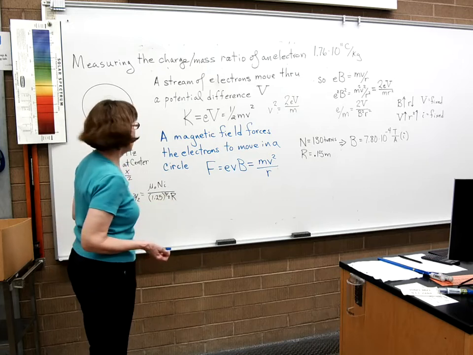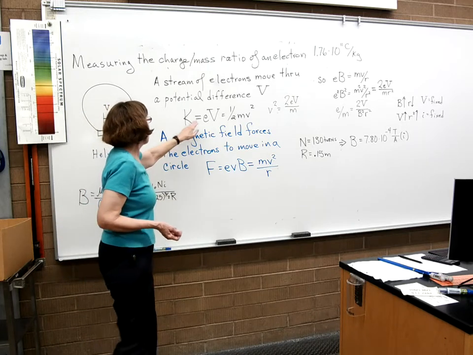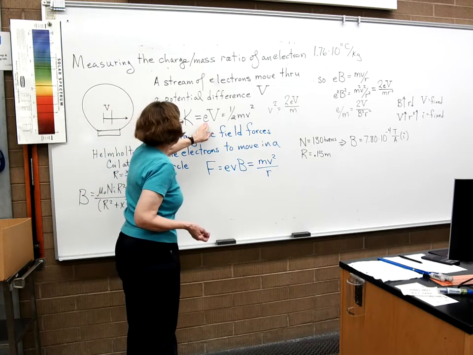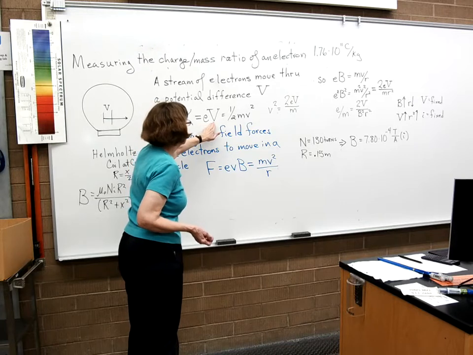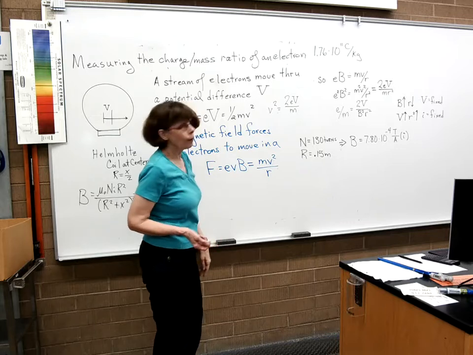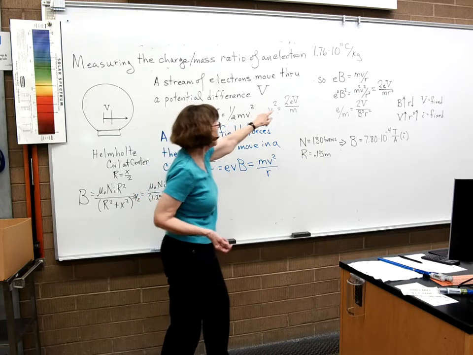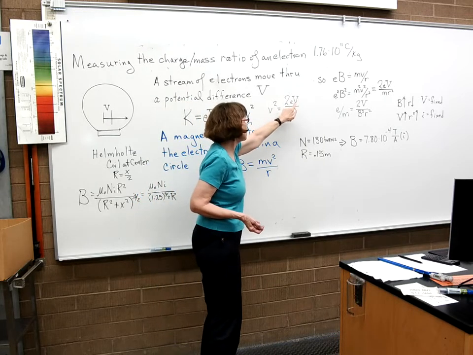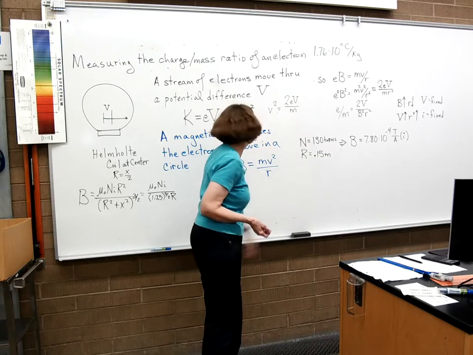That'll give it kinetic energy. So the kinetic energy is equal to the electron charge times the voltage difference. That'll be 1/2 mv squared. So if we rewrite this, the speed squared is 2 times the charge times the voltage over the mass.